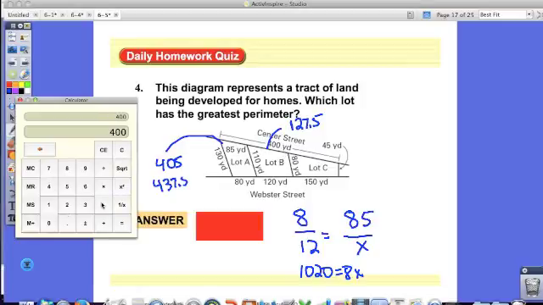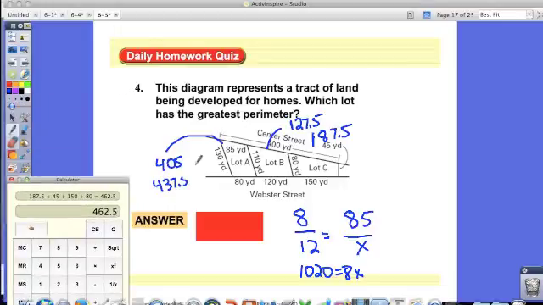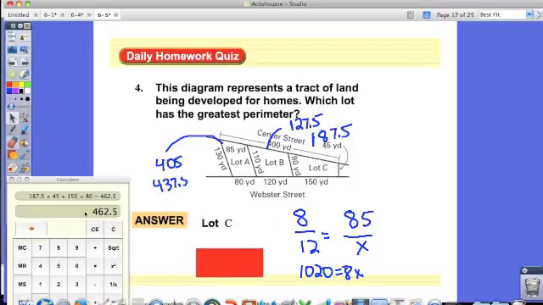Now for C, I could use proportions again, or I could say I started with this whole length as 400. I subtracted 85 for lot A. I subtracted 127.5 for lot B. So lot C is 187.5 plus 45 plus 150 plus 80, 462. So lot C has the greatest perimeter.